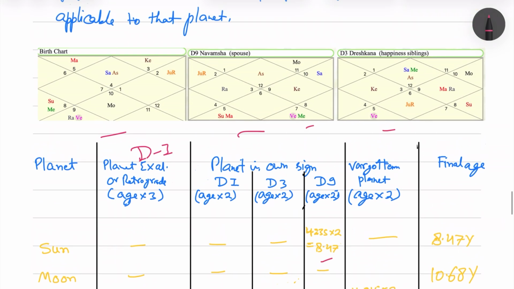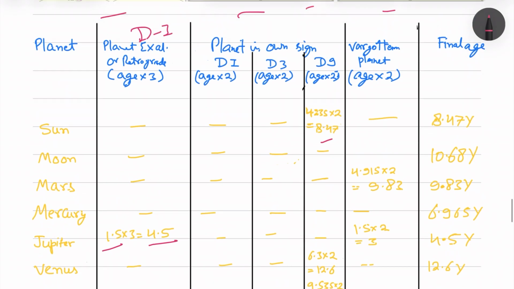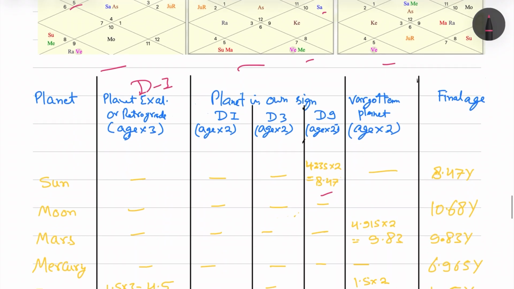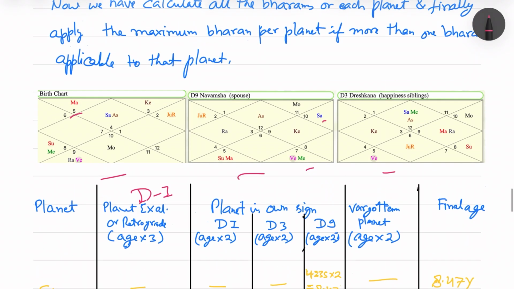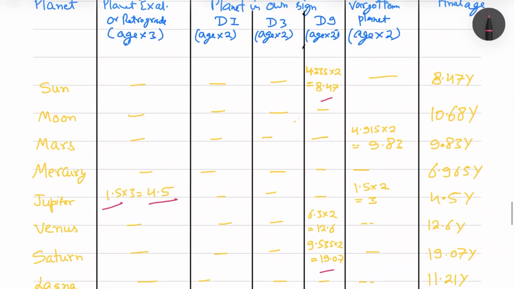And Saturn is also in Capricorn, which is its own sign. So we multiply 9.535 into 2, 19.07. And Vargottam planet. Vargottam planet is a planet which is having the same zodiac sign in D1 and D9. So Sun is not, Moon is not, Mars is Vargottam, since it is in Leo in D1 and Leo in D9, so we multiply its age 4.915 into 2, 9.83. Jupiter is also Vargottam, so we multiply its age by 2.